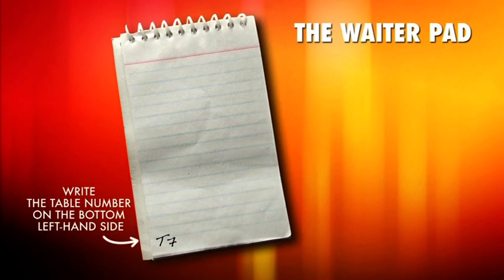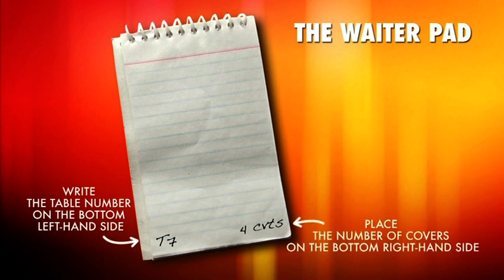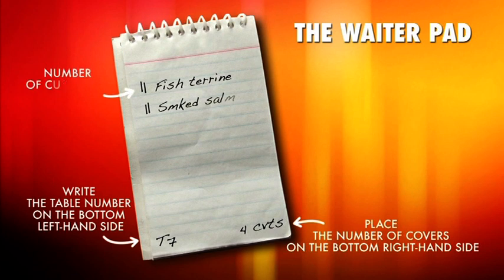On the left-hand side of the pad, you have to write down the table number. On the right-hand side, you write the number of covers. Now, you're ready to take the order. The waiter pad is blank, and you write with signs. The number of plates reflects the number of ticks on the order pad for each dish. Therefore, you do not write 2, 3, or 4 dishes on your pad, but ticks. If you do, your order will look messy, and you won't understand it.